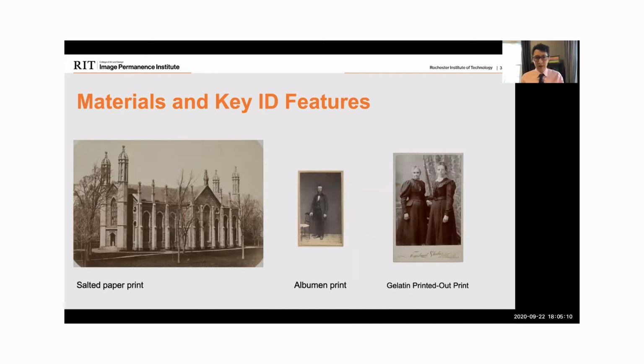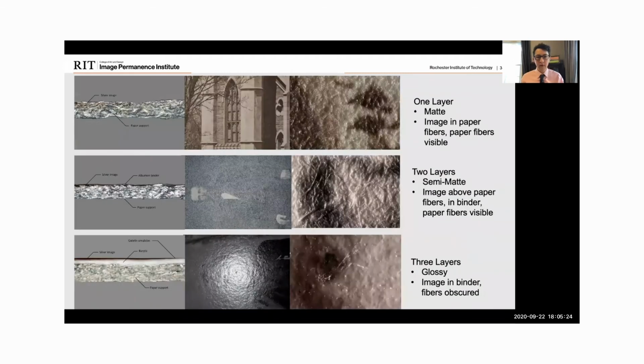So let's put it all together. Here we have our salted paper print, our albumin print, and our gelatin printed-out print. Again, they're all very similar in terms of image color. I would call these all kind of in that brown or purple red range. But as we look at these with our surface view, which is here in the middle, we can see that the salted paper print is very matte. The albumin print is sort of semi-matte, and our gelatin printed-out print is glossy.